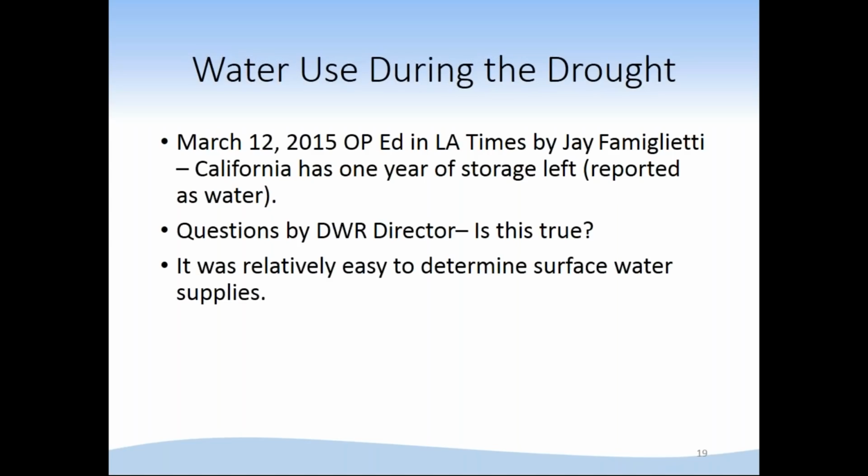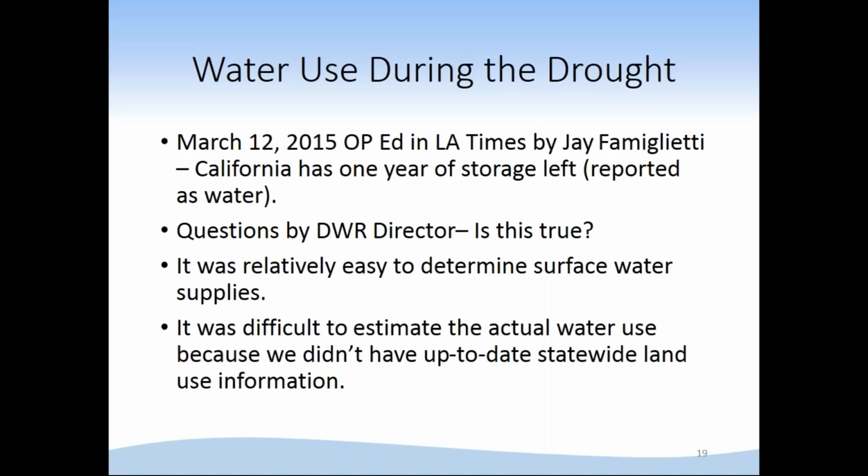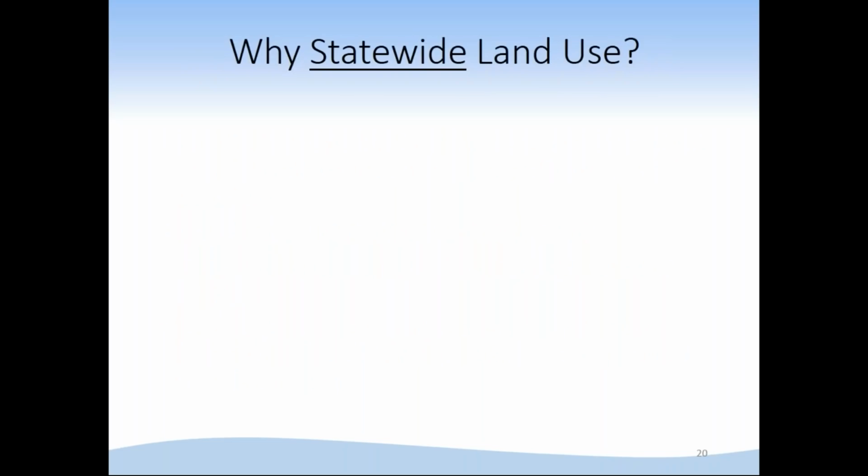It was relatively easy to determine from the surface water side of things if that was true or not. You just add up all of the reservoir storage, and you make some estimates of if we could deliver water to certain areas of the state. But the really difficult thing to estimate was the actual water use that was going to be required for the rest of that summer, because we didn't have up-to-date statewide land use information.